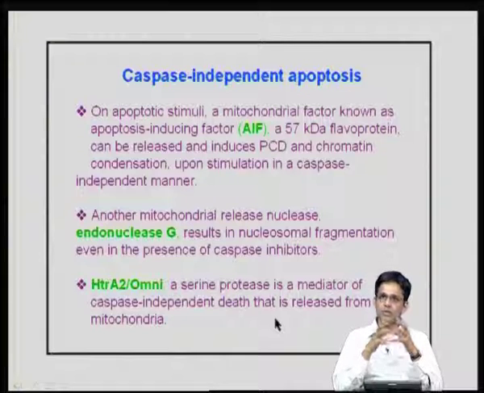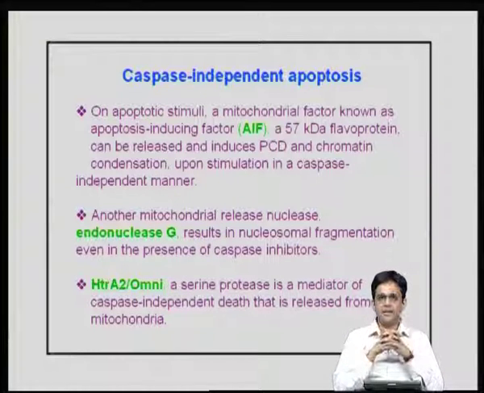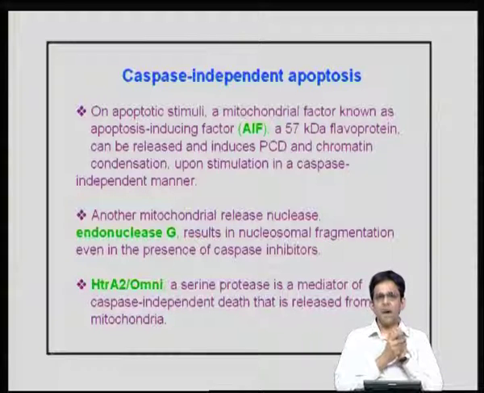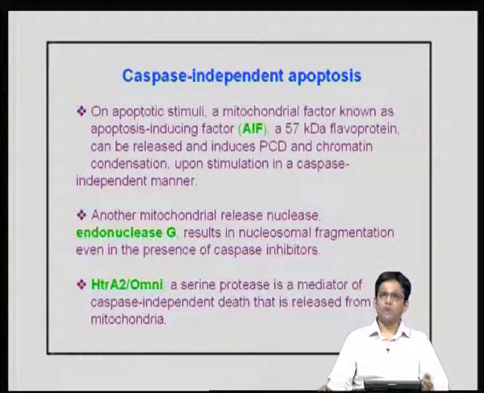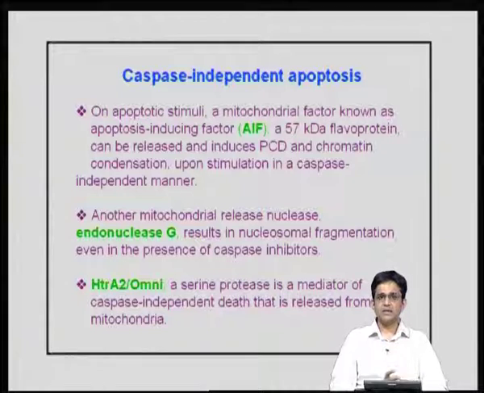Okay, so by and large, as was mentioned, the apoptotic pathway is caspase dependent. However, under some circumstances, you have caspase independent apoptosis too, and some of the molecules that are important during caspase independent apoptosis have been identified, one of which is apoptosis inducing factor, which is a 57 kDa protein, which induces programmed cell death and chromatin condensation in a caspase independent manner. The other one is endonuclease G, which results in nucleosomal fragmentation even in the presence of caspase inhibitors. Then you have HtrA2/Omi, a serine protease, as a mediator of caspase independent death that is released from the mitochondria. So, you have these different molecules which result in caspase independent apoptosis.